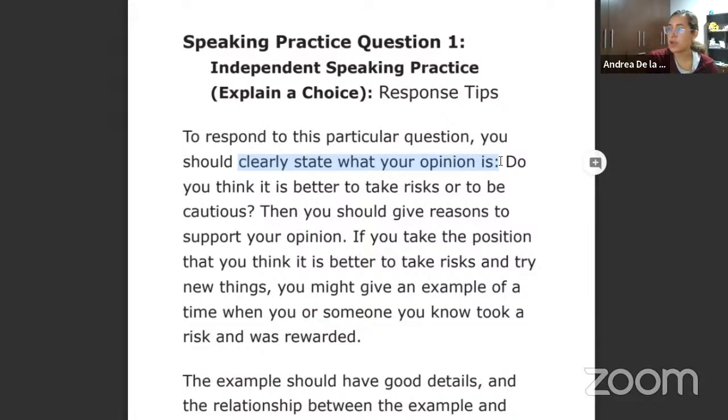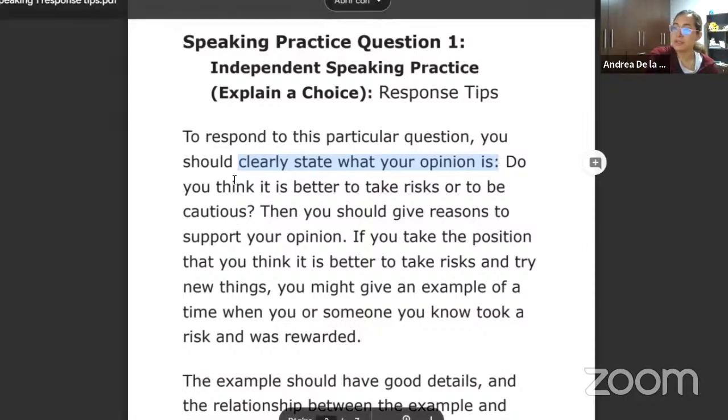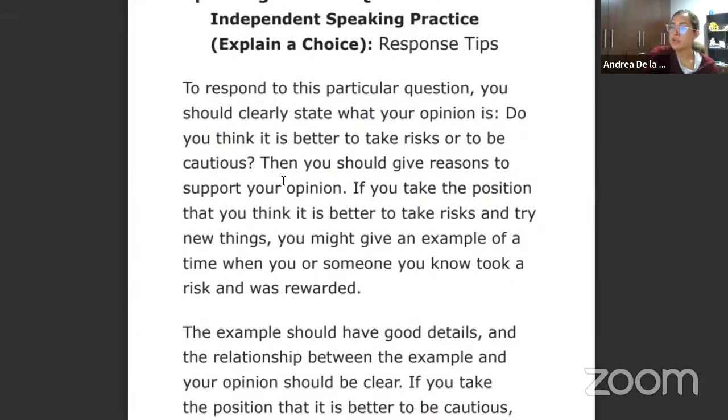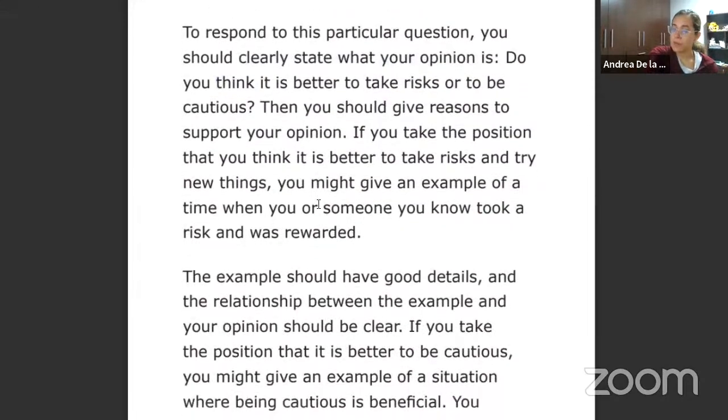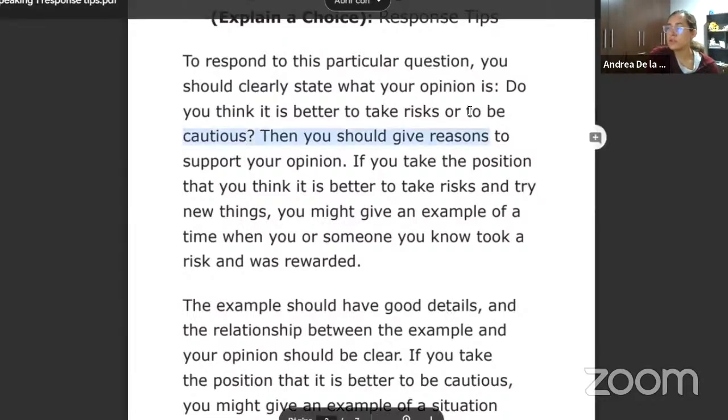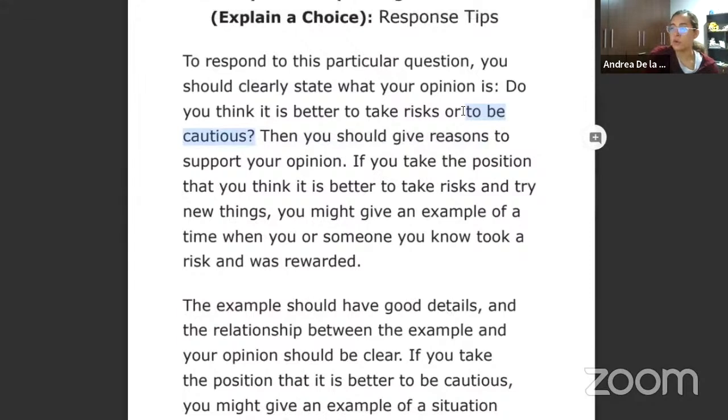That's your introduction. I think it's better to take risks. I think it's better to be cautious. Answer the question using the same verb, right? Clearly state that. Then they say you should give reasons to support your opinion. So you could say, I think it's better to take risks because that way, I don't know. Or I think it's better to be cautious in order to avoid any sort of accidents, let's say.